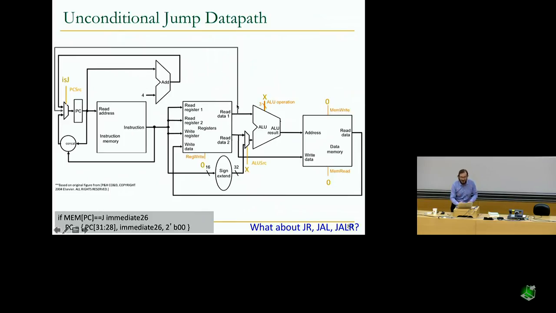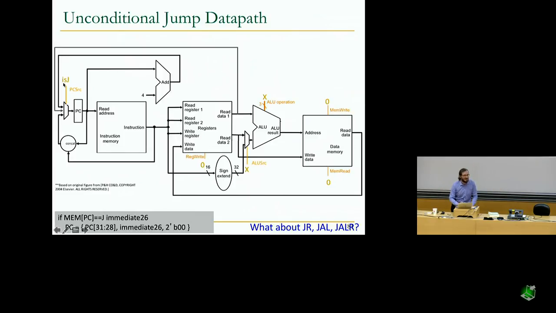So the update of the PC should really happen with the register value, which means that you need to add this wire to the data path to be able to supply that register value to the program counter, and you need to make this mux wider.